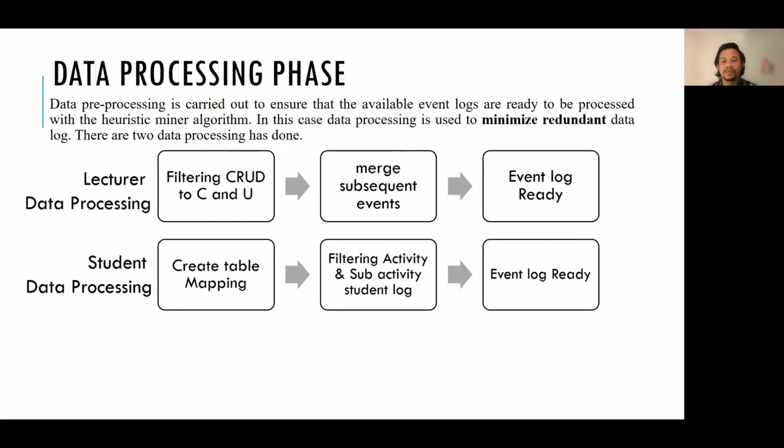The second process is student data processing. We develop a table mapping to map the event name attribute to the activity attribute in the student data log. This table can filter activity values with their name value, chosen from description, each sub-activity attribute. This process is also to minimize redundant student log data.